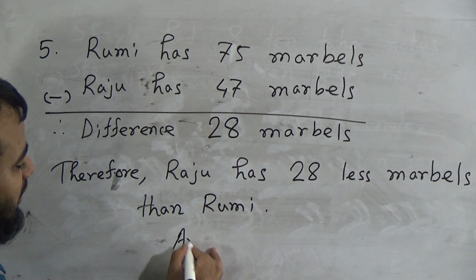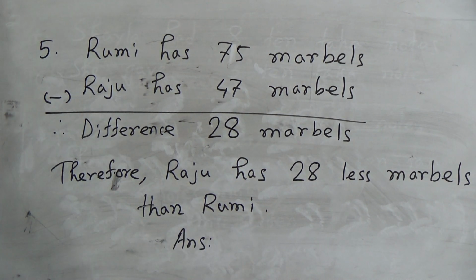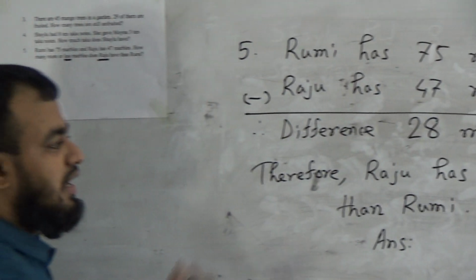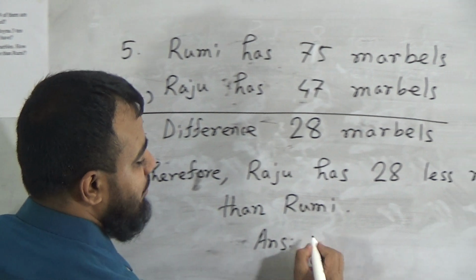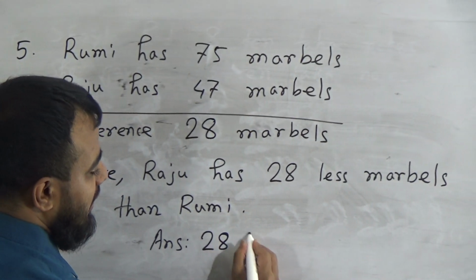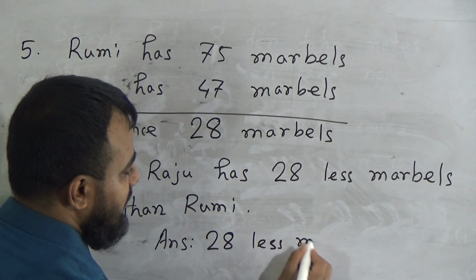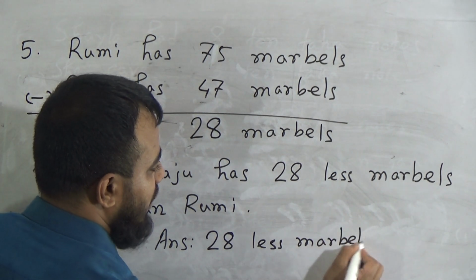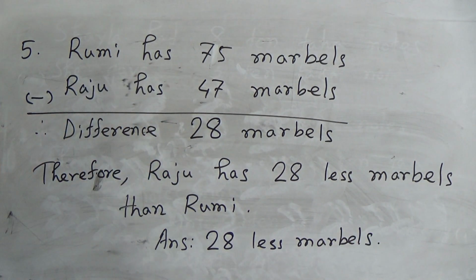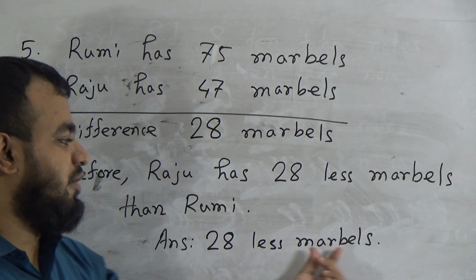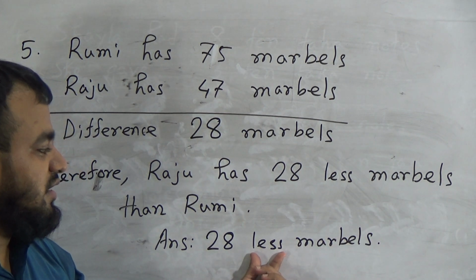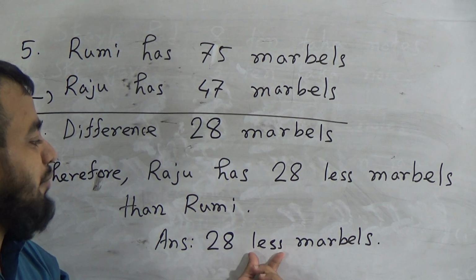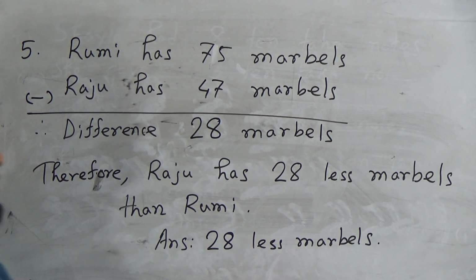Our answer will be here. Okay, how many and who has? So Raju has 28 less marbles. We should write down 28 less marbles. Okay, if you write down only 28 marbles, then the answer will be wrong, because you need to indicate 28 less marbles. The question says more or less, so we should mention less here. Okay, I think you have understood, dear students, the solution of 5, 4 and 3 also.